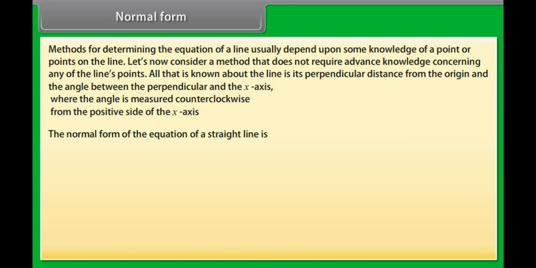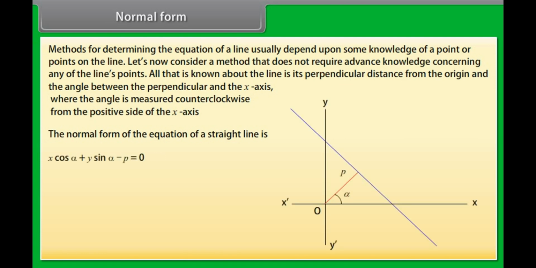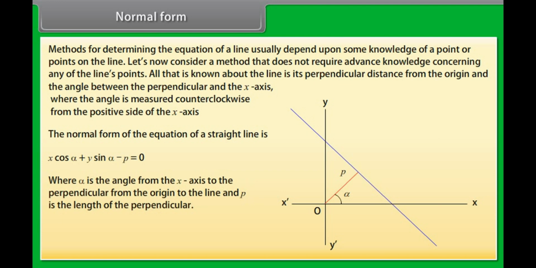The normal form of the equation of a straight line is x cos alpha + y sin alpha - p = 0, where alpha is the angle from the x-axis to the perpendicular from the origin to the line and p is the length of the perpendicular.